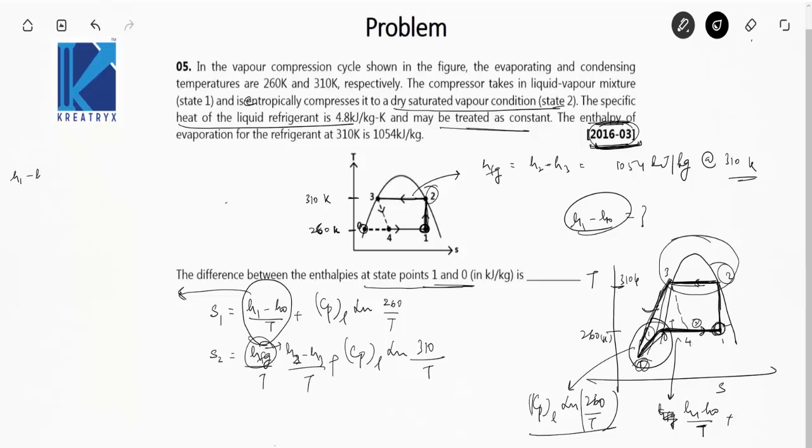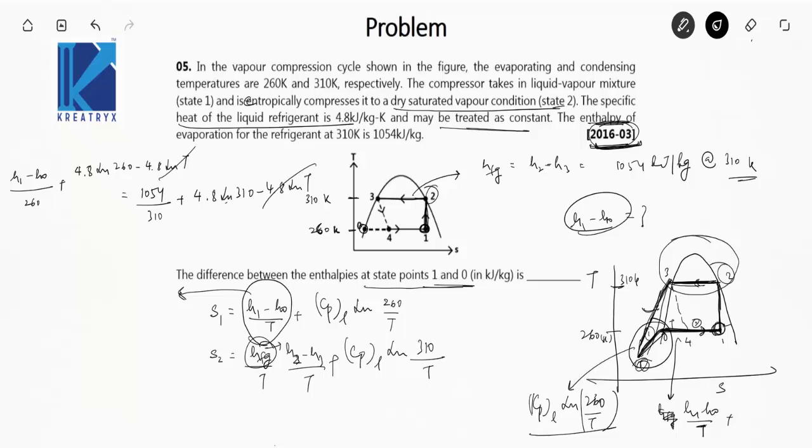So H1 minus H0 by 260 plus 4.8 ln 260 minus 4.8 ln T is equal to 1054 by 310 Kelvin plus 4.8 ln 310 minus 4.8 ln T. See, this temperature is getting cancelled out. So be sure that if the data is not given in the question, the data which you will be assuming will actually get cancelled out. Be sure of that.